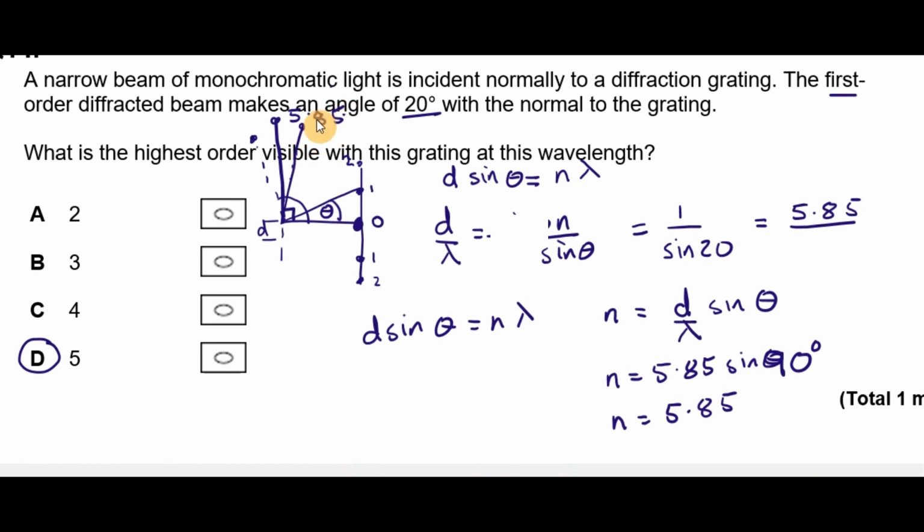That means that at 90 degrees, the nth order would be 5.85. Well, you can't have a value that isn't a whole number. So the actual visible nth order, the last one visible, is going to be a value of 5, just less than 90 degrees. So the answer is B.